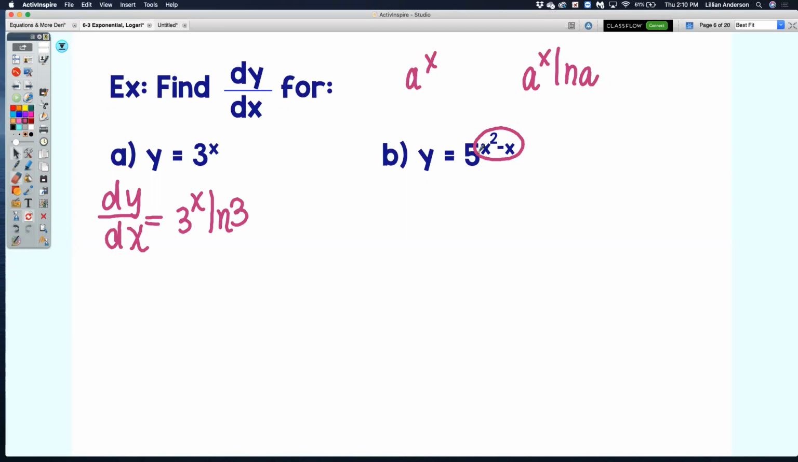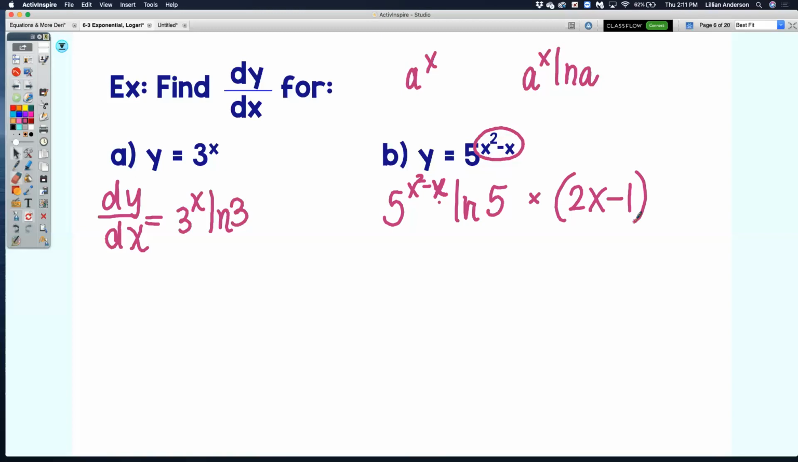So this is where I'm going to have to apply the chain rule, okay? I take the derivative of the outside function, which is basically a to the x, so it's going to be this entire bit here. But I don't write an x, I write the inside function, aka the exponent. So this becomes 5 raised to the x squared minus x, ln of 5. Then I have to multiply this by the derivative of the inside. What's the derivative of the inside, aka the exponent? And that's my derivative. That's my final answer.